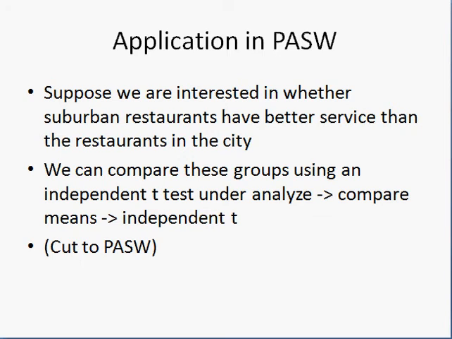We don't have height data to test, but we do have our restaurant data. We have two groups in our restaurant data: restaurants in the city and restaurants in the suburbs. So we can ask the question, do restaurants in the suburbs have better service than restaurants in the city? Our null hypothesis would be that they aren't different, that they have the same levels of service, and then we could either accept or reject that hypothesis based on our data.